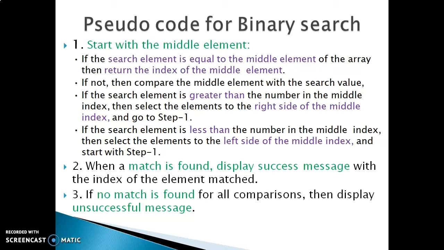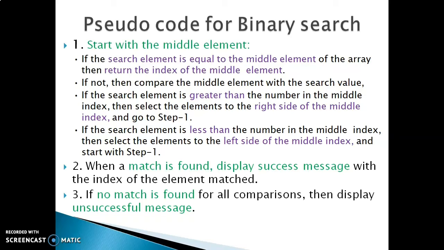If not, that is, the search element is not equal to the middle element, then compare the middle element with the search element. If the search element is greater than the number in the middle index, then select the elements to the right side of the middle index. Here the array is in sorted form. Your search continues to the right side. No need to see the left side elements. We move only on the right side of the middle index.